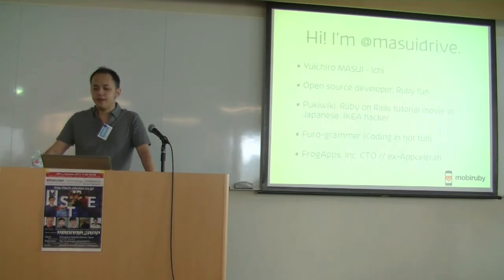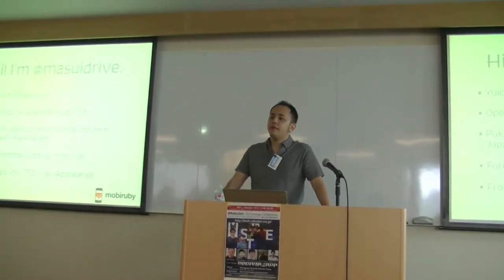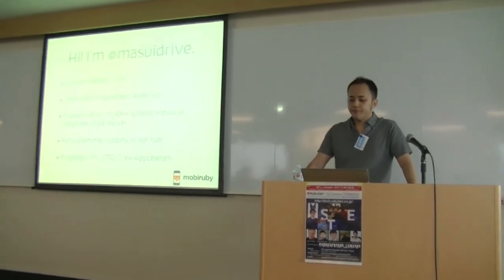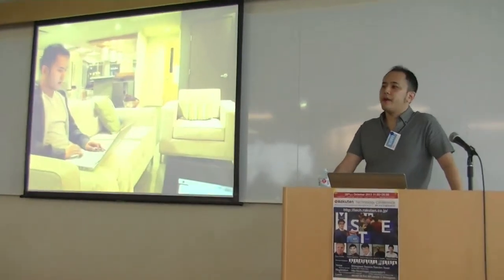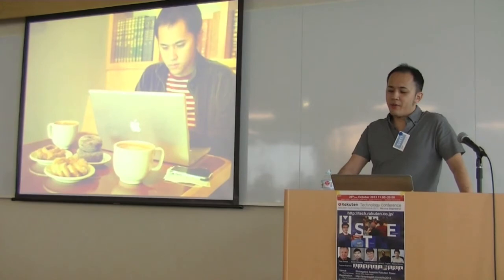Introduce myself. Nice to meet you. I'm Yuichiro Masui. My Twitter account and GitHub account is Masui Drive. And Japanese friends call me Masui-san. I'm living in Tokyo now, but 2 years ago I lived in Seattle. And I really love programming. I'm programming every time and everywhere.